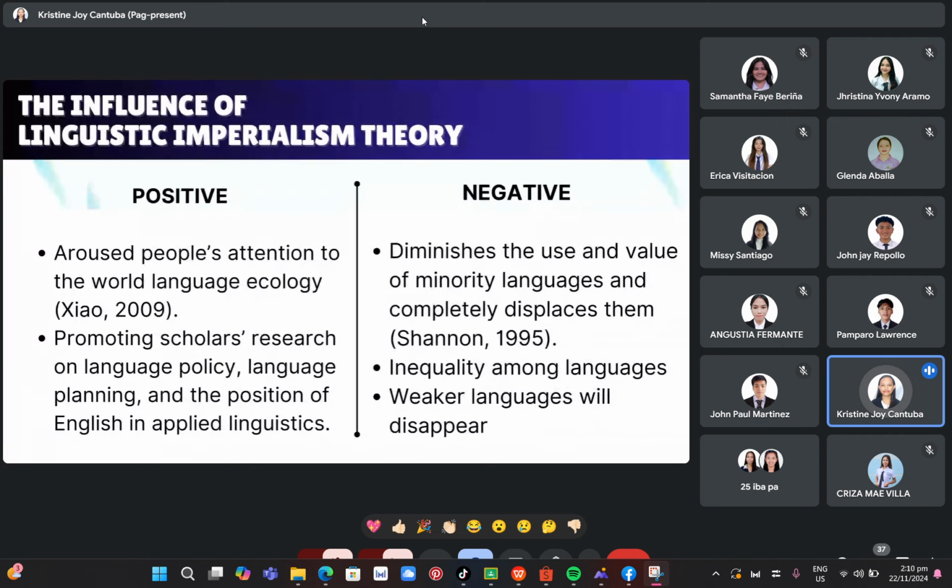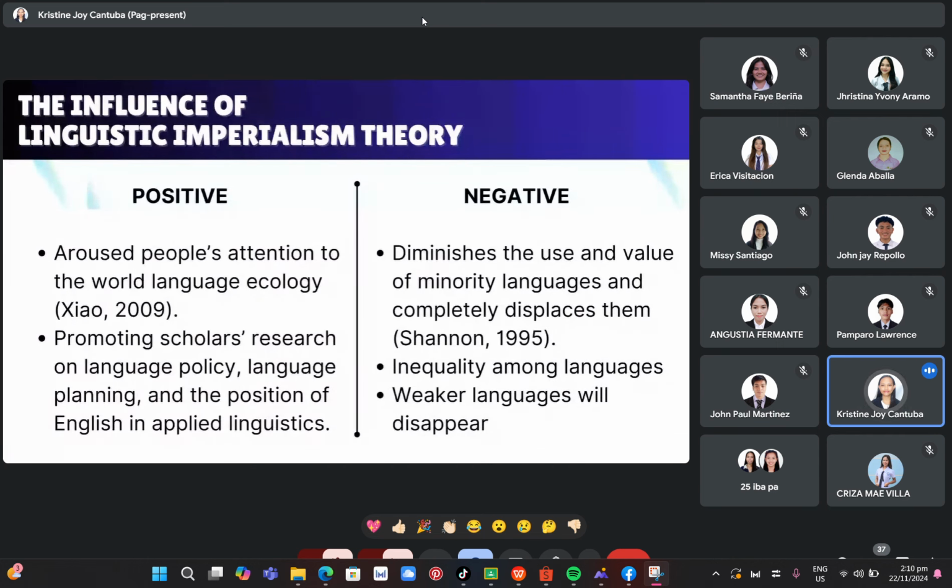The linguistic imperialism theory has positive and negative influences. The positive influences are: first, according to Shao in 2009, it aroused people's attention to the world language ecology. Second, it promotes scholars' research on language policy, language planning, and the position of English in applied linguistics.